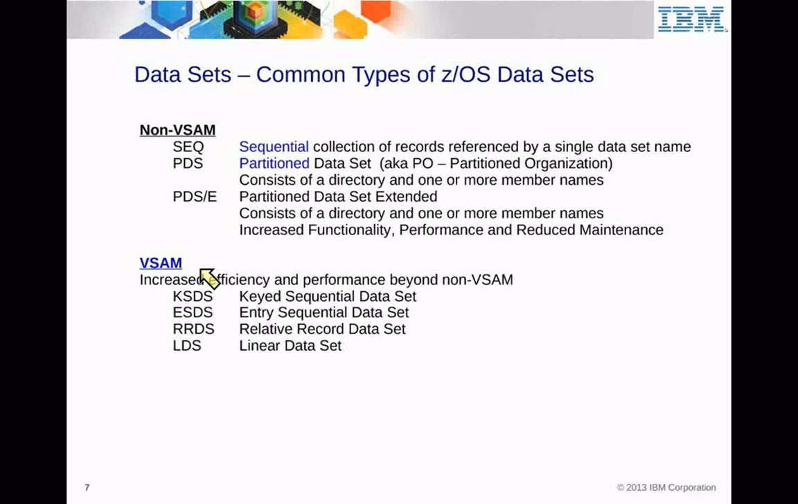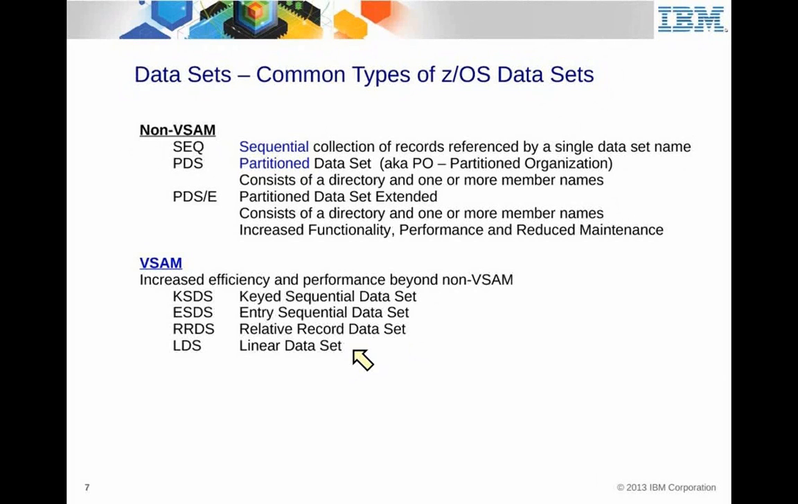But then we created something called VSAM. Why did we create VSAM? It's a superior data management mechanism. And when we created VSAM, it's very fast, and we have different types of VSAM. We've got something called a keyed sequential data set, an entry sequential data set, a relative record data set, and a linear data set. I'll mention this now.